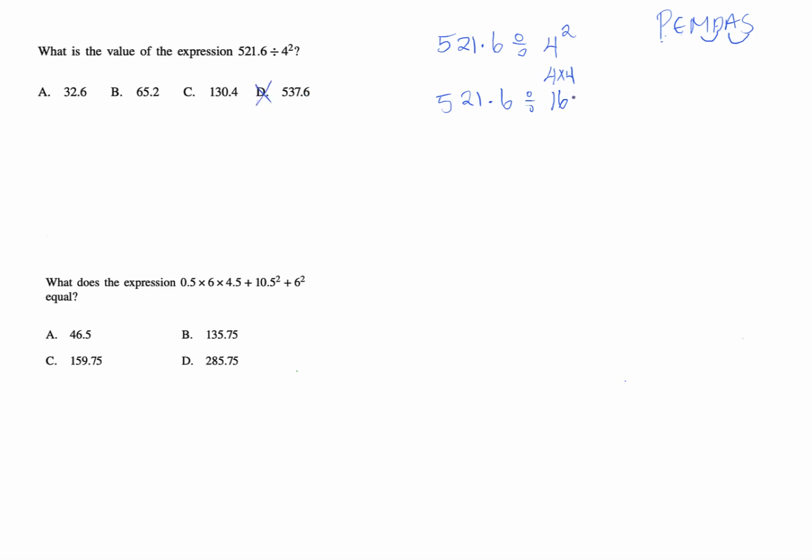But then you're dividing by 16. So you're like, well, I don't think 130.4 would be a valid answer either way. So my answer is either A or B. And I'm going to use the answers to help me. So if I'm going to be dividing 521.6 by 16, I'm going to be using that as a hint.